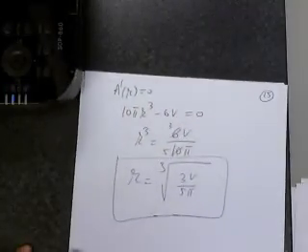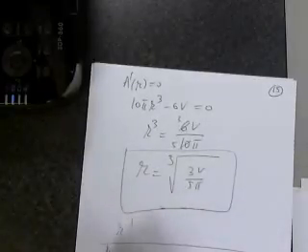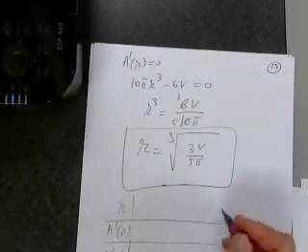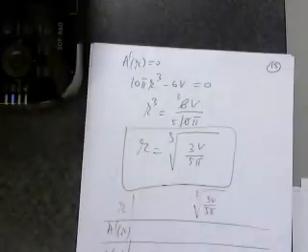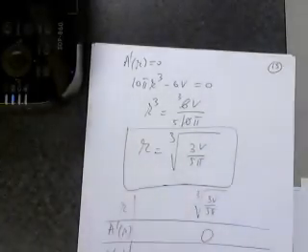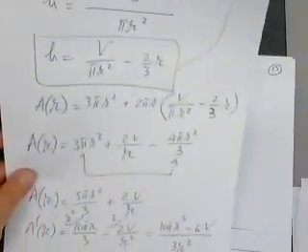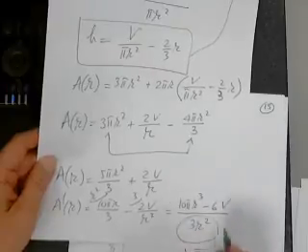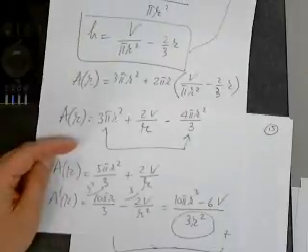This doesn't mean anything yet, because I did not convince you that this gives a minimum. So I have to go back to A prime of R. What is the sign of the denominator, so I don't have to worry about it? Positive. Okay.